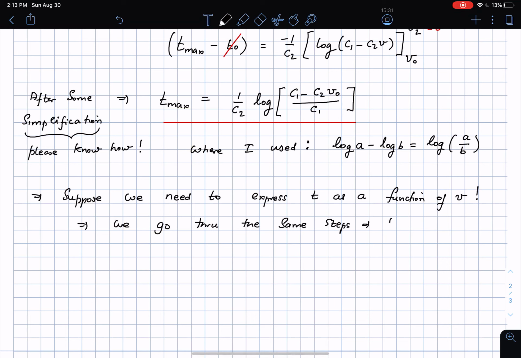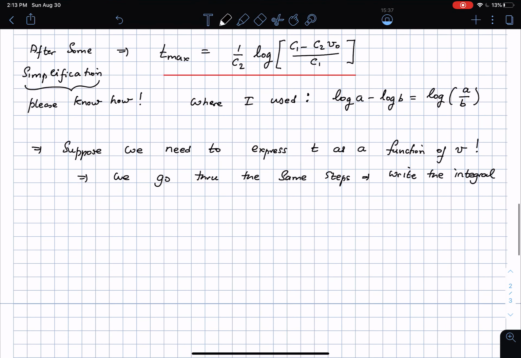And then write the integral as the following. Okay, so we write the integral as t naught, which is 0 to some t, dt, and this is going to be v naught to some v. We are not going to actually substitute for v2, which is 0 in this case. Okay, so this is going to be dv divided by c1 minus c2 v.